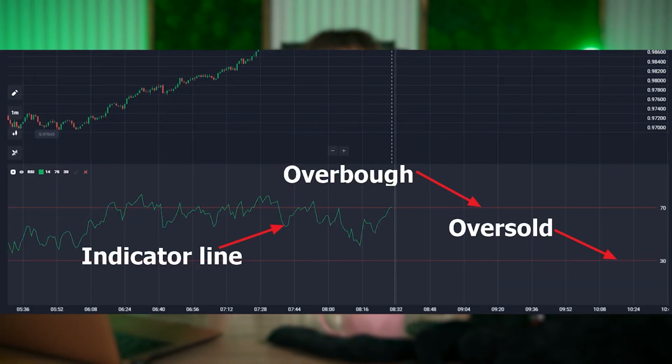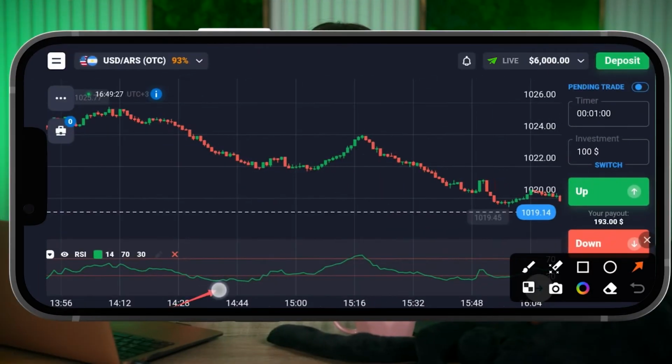The RSI indicator consists of a curved line. It shows the average value of price over a certain period. The line moves between two levels. The upper level indicates that the price is too high and the asset is overbought, while the lower level indicates that the price has dropped significantly. The asset is oversold. If the RSI line goes above the upper boundary, expect prices to fall. If the line falls below the lower level, growth is possible.